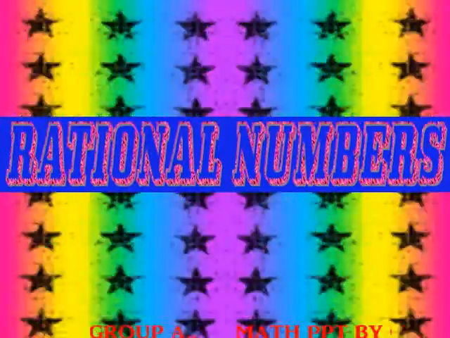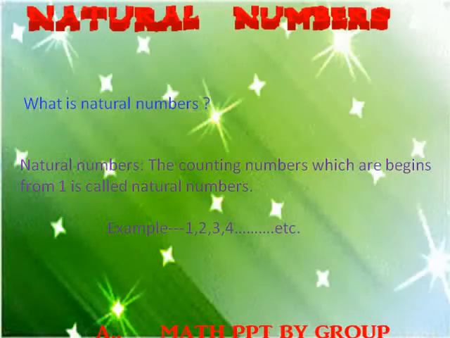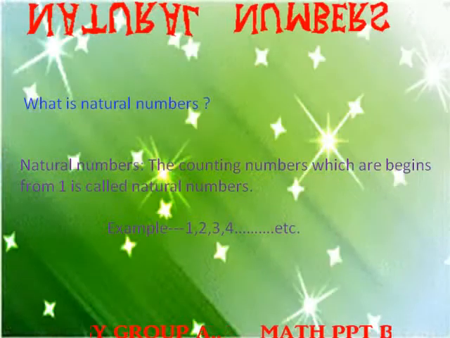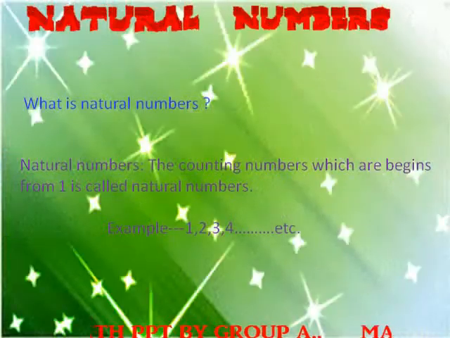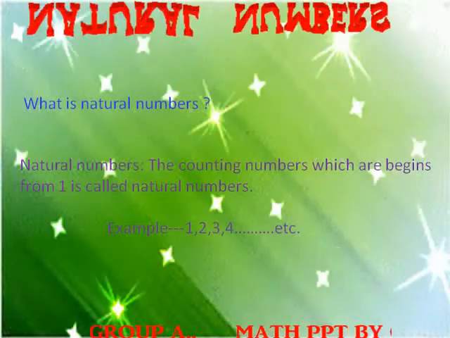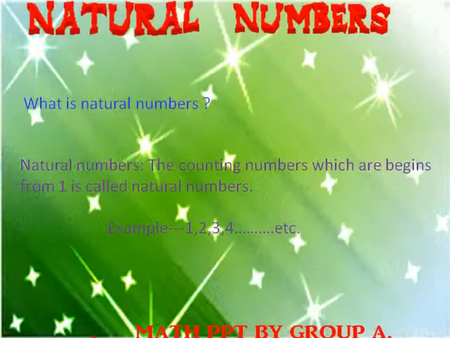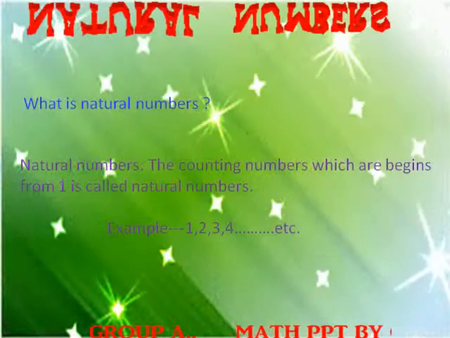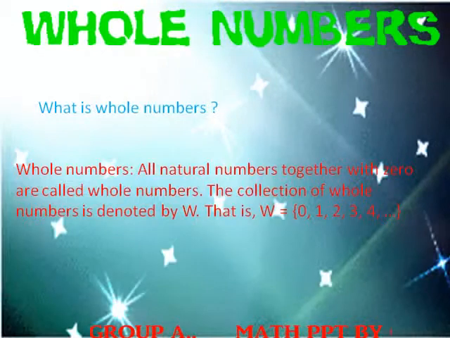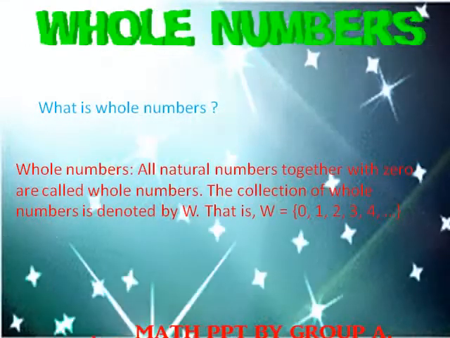Rational numbers. Natural numbers. What are natural numbers? The counting numbers which begin from 1 are called natural numbers. Example: 1, 2, 3, 4, etc. What are whole numbers? All natural numbers together with 0 are called whole numbers.